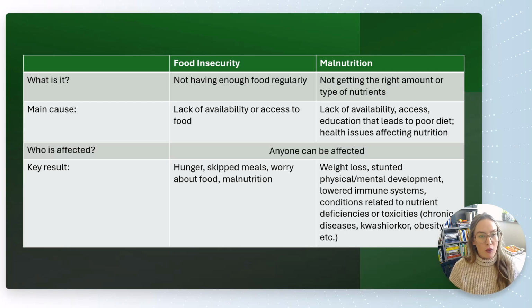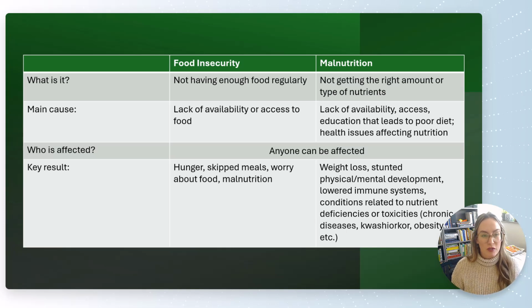Typically, we see more food insecurity issues in countries that are more developed. So, countries like the United States tend to experience more food insecurity, whereas malnutrition tends to occur more frequently in developing countries, so countries that are still working on infrastructure and things like that. However, it is important to note we still see malnutrition in the United States, and we still see food insecurity in those developing countries as well.